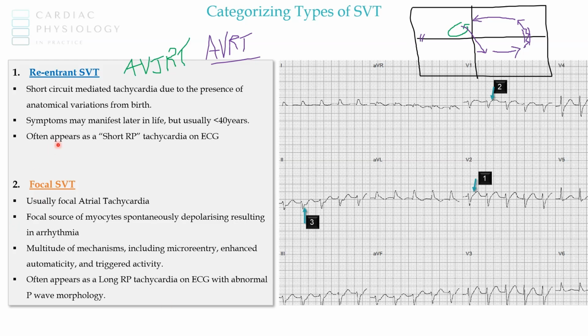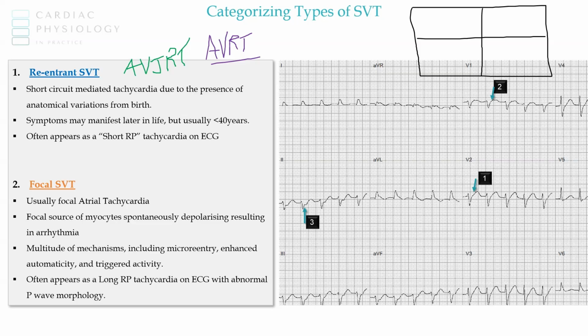The other mechanism of SVT, in a very broad, low-resolution way, is a focal mechanism. So a focal mechanism is usually what we call focal atrial tachycardia. And so focal atrial tachycardia is most of the time not a reentrant mechanism. So it is what we call a focal mechanism. So where for whatever reason, let me fix up my heart here.